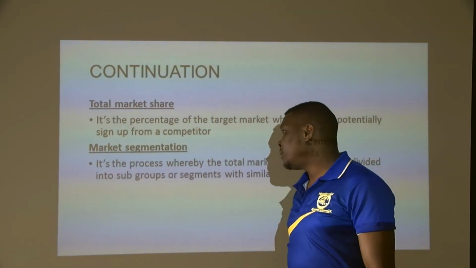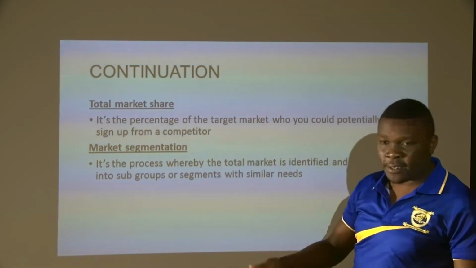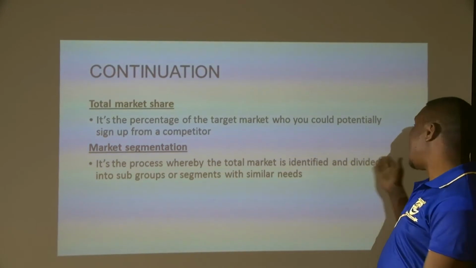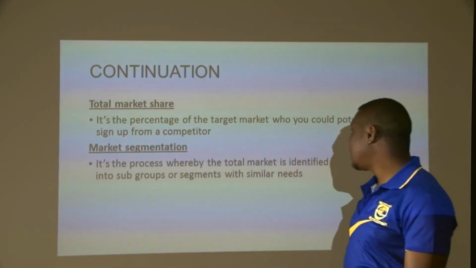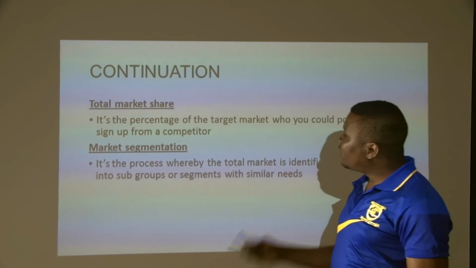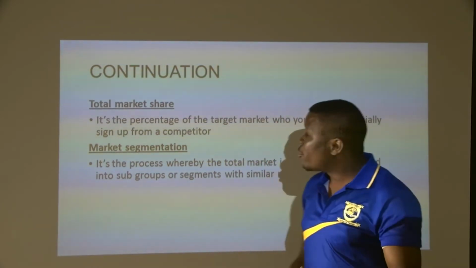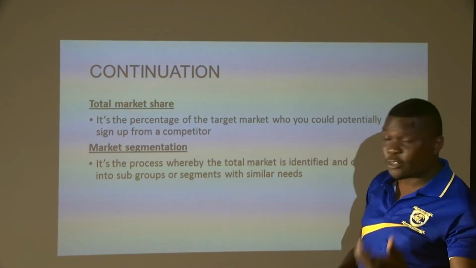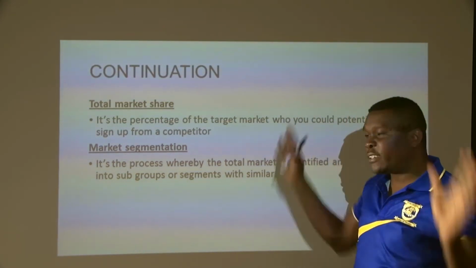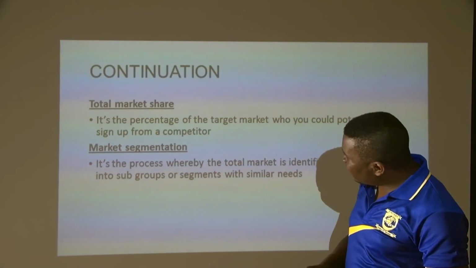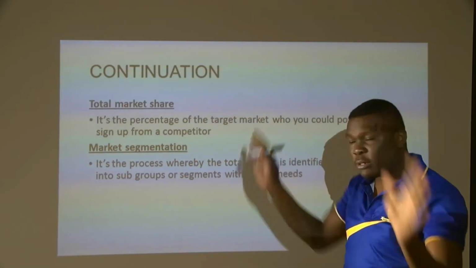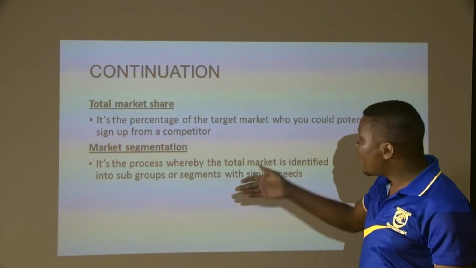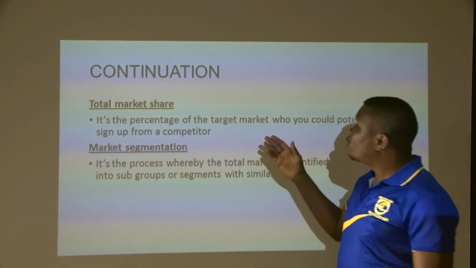And then we have what we call market segmentation. To segment is to divide. It is the process whereby the total market is identified and divided into subgroups or segments with similar needs. Because you're going to market your products, but remember, you have to divide them according to the price, according to education, according to age. Are you going to target teenagers? Are you going to target adults? Or are you going to in particular target women or even men? This is what we call market segmentation. So you divide them according to their needs.